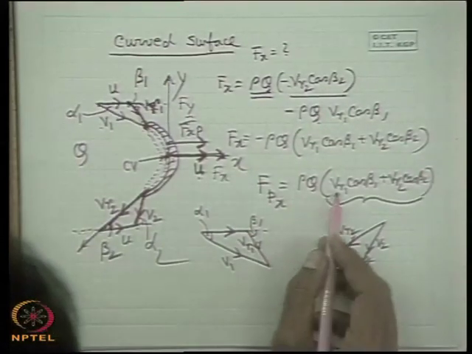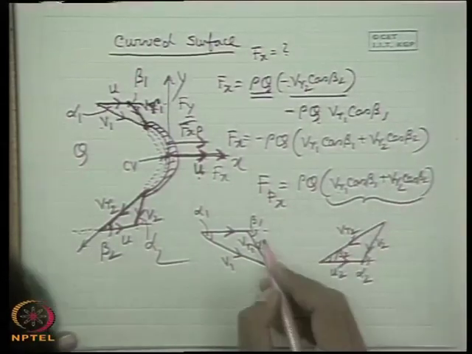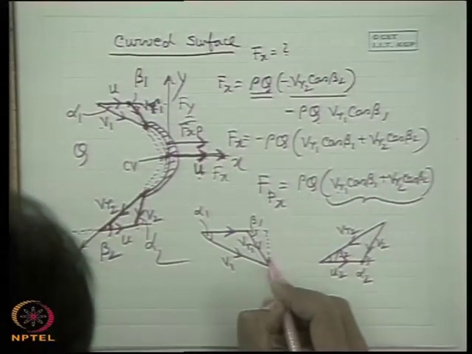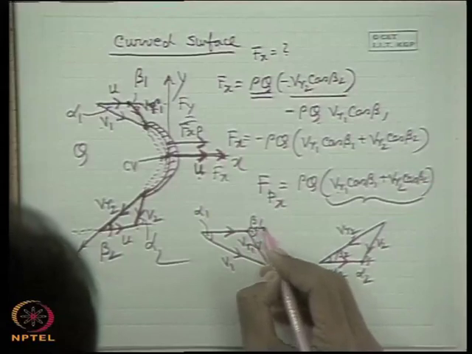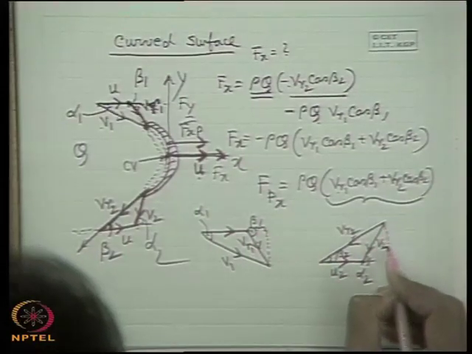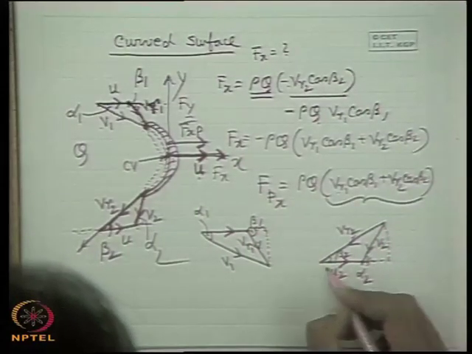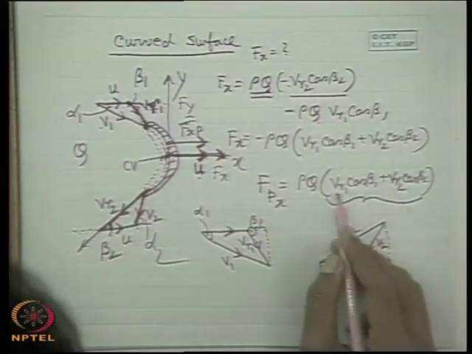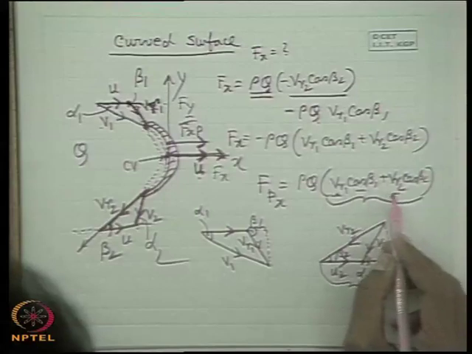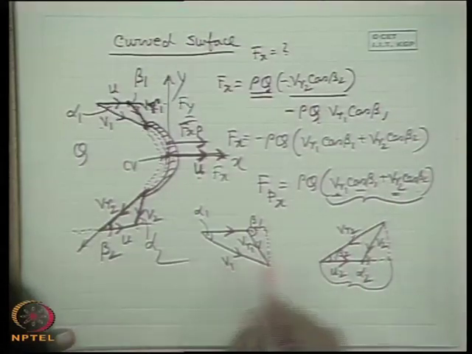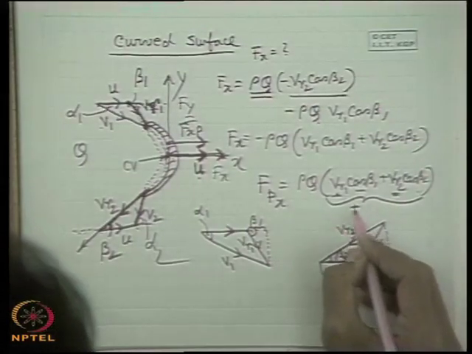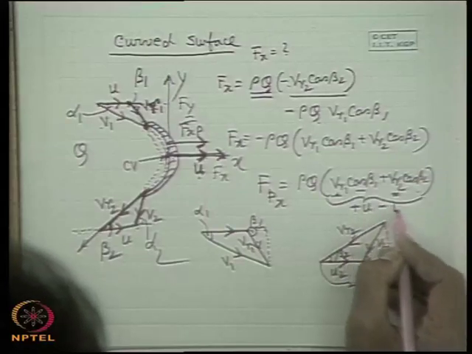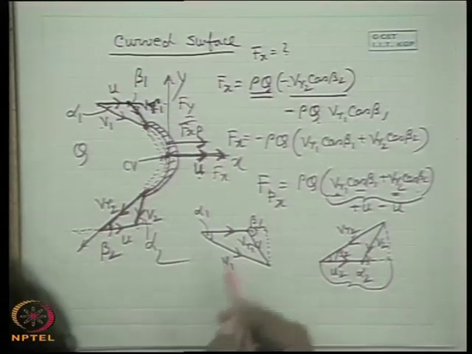Now Vr1 cos beta and Vr2 cos beta is nothing but, this is Vr1 cos beta, and what is Vr2 cos beta? This entire thing is the Vr2 cos beta. Vr1 cos beta 1 plus Vr2 cos beta 2. Now if I add plus u and subtract minus u, what happens?